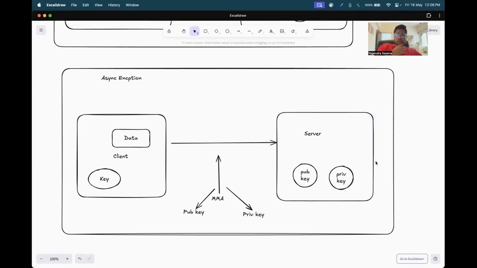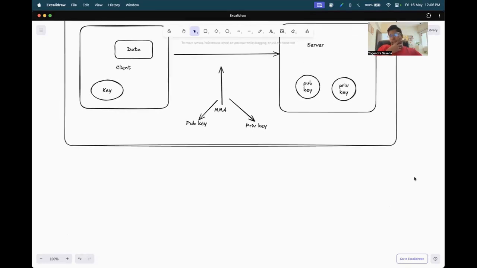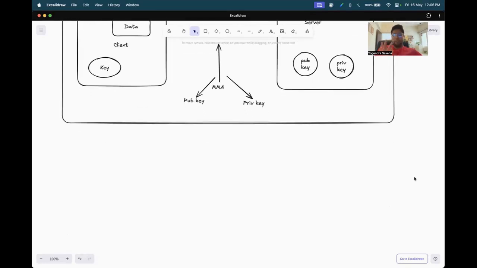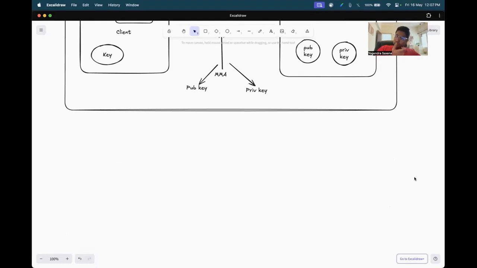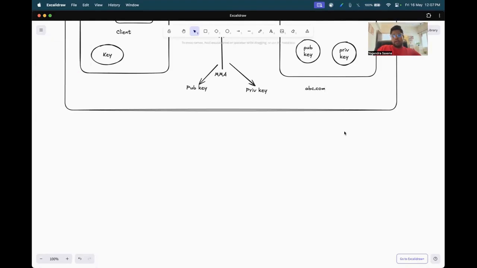So how do we solve this problem? Big authorities, right? For example, one of the authorities I know is Let's Encrypt. Now here comes the picture of certifications, like you have seen SSL certificates and all, right? So here comes the picture of certification. How this will be solved is, let's say the domain is abc.com, right?